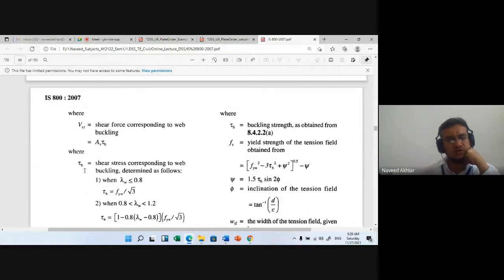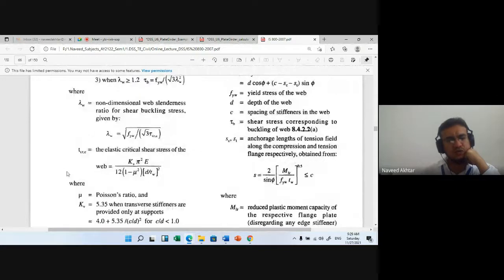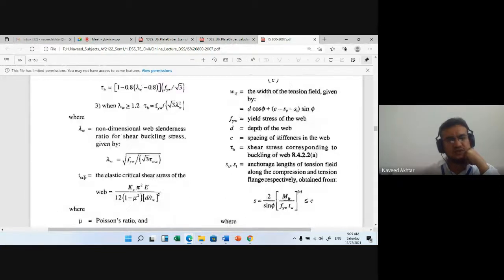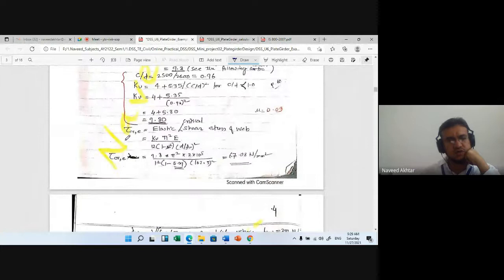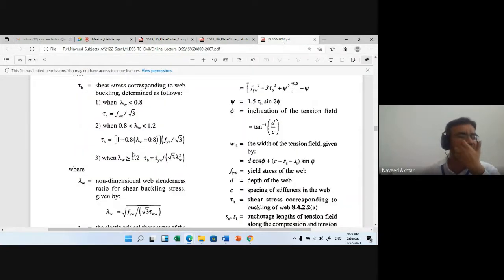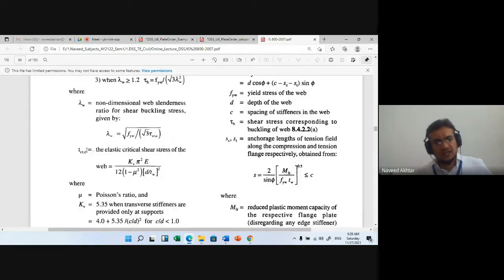So you find out the tau b. To find out the tau b, you need lambda w and you need the tau CRE value. So all these values you have to calculate. First we will go for that. Tau CRE is the elastic critical shear stress of the web. This formula is given in the code, no need of remembering anything. The tau CRE formula is already given here, just you have to put the values.